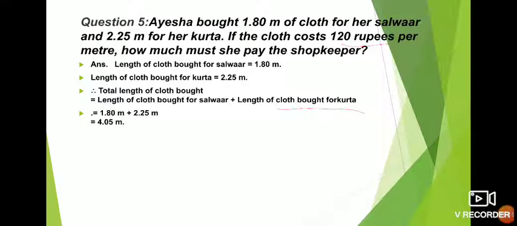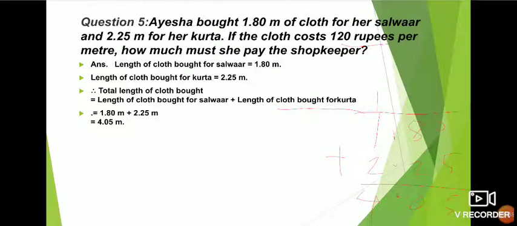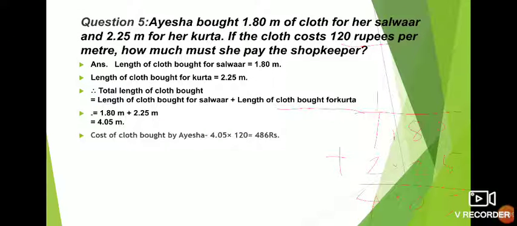Now do the addition. 1.80 plus 2.25. 0 plus 5 is 5. 8 plus 2 is 10. 1 carried over, write the point as it is, and 2 plus 1 plus 1 is 4. Means total she bought 4.05 meters length of the cloth.